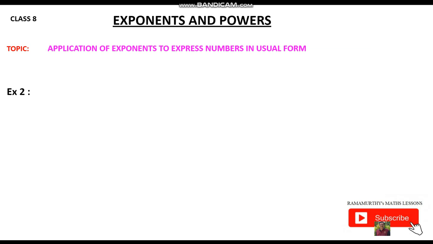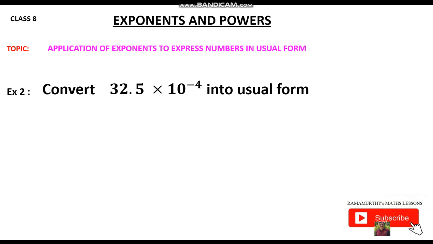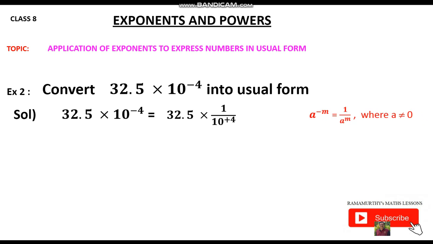The second problem. Convert 32.5 × 10^-4. That is equal to 32.5 × 1 by 10^4. Here is the theory, law of indices: a^-m can be written as 1 by a^m, where a is not equal to 0. Using this law, we write 10^-4 as 1 by 10^4.